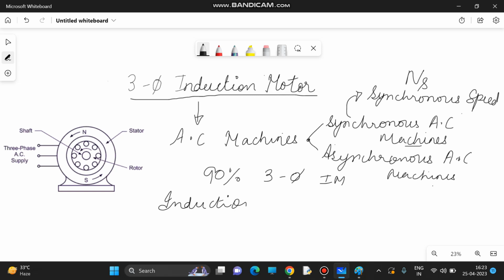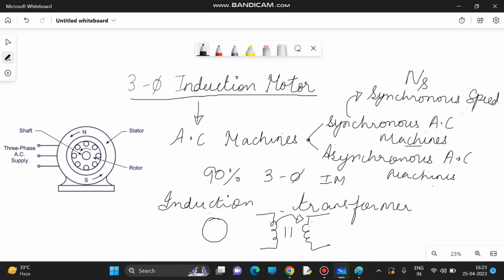So I'm assuming all of you are familiar with transformers. Transformer is another machine which runs on the principle of induction. That means whenever you give supply to the primary of the transformer, in the secondary an EMF is induced, because they are magnetically linked with respect to each other. They are electrically isolated but magnetically linked. But in an induction motor, you give supply to the stator, and the rotor has an induced EMF, and that induced EMF in turn causes the rotor to move. We'll see how, but this induction of EMF is the same. So that is why this is called a three-phase induction motor.